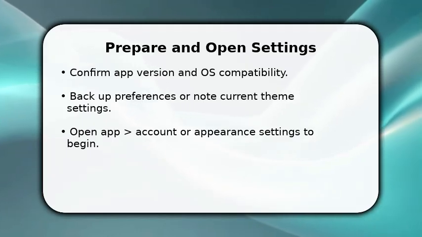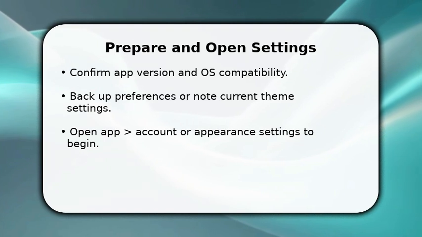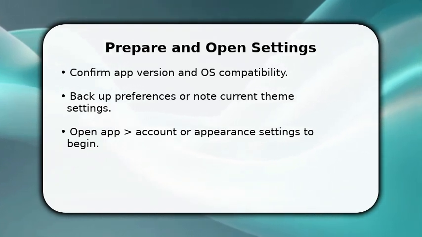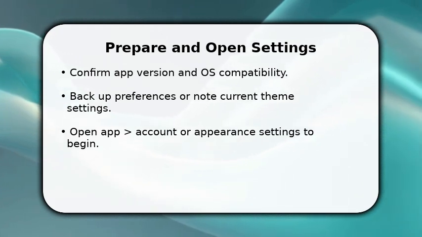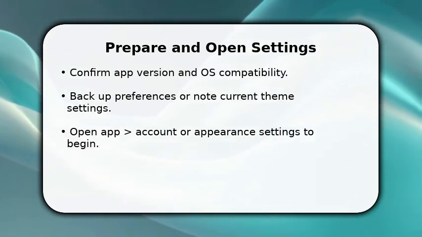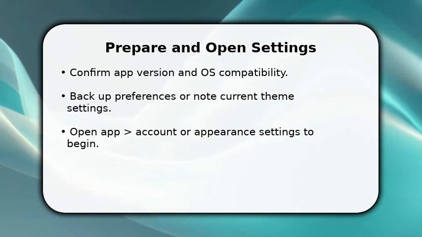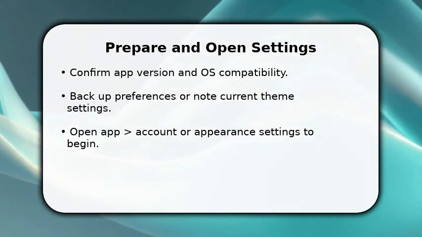You start by confirming the app version and OS compatibility so the background change will apply reliably. Open the app and go straight to Appearance or Display Settings. That's where the background option lives. Once done, back up or note your current theme in case you want to revert.